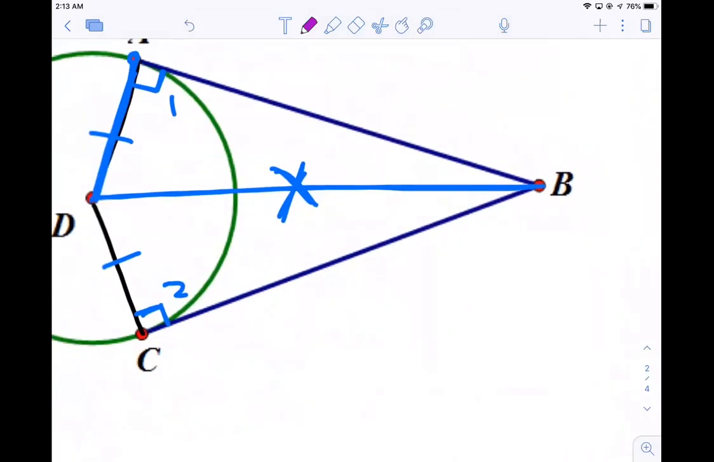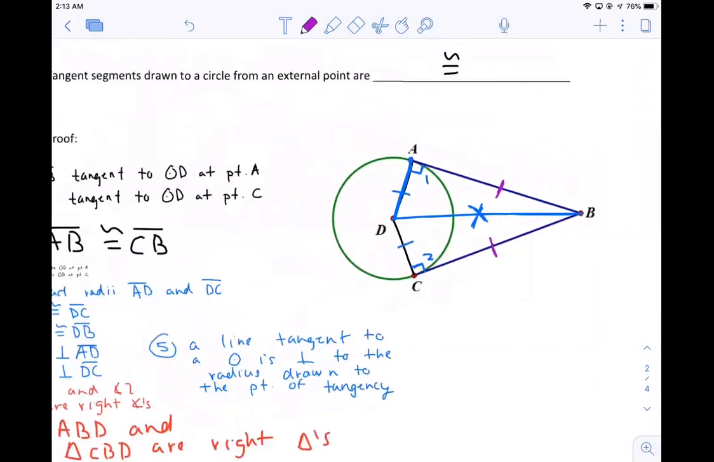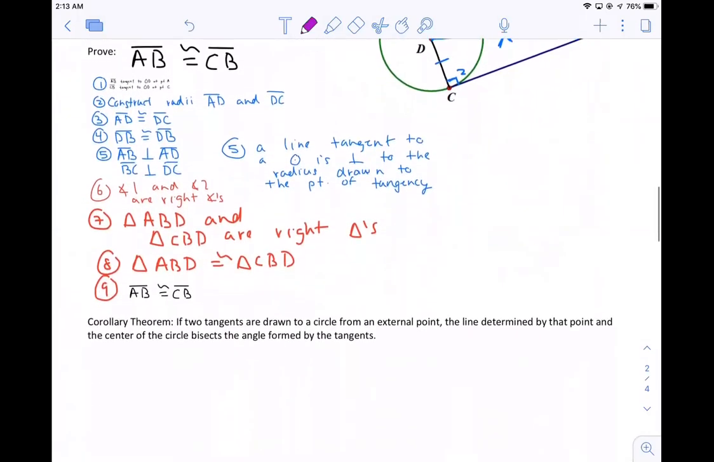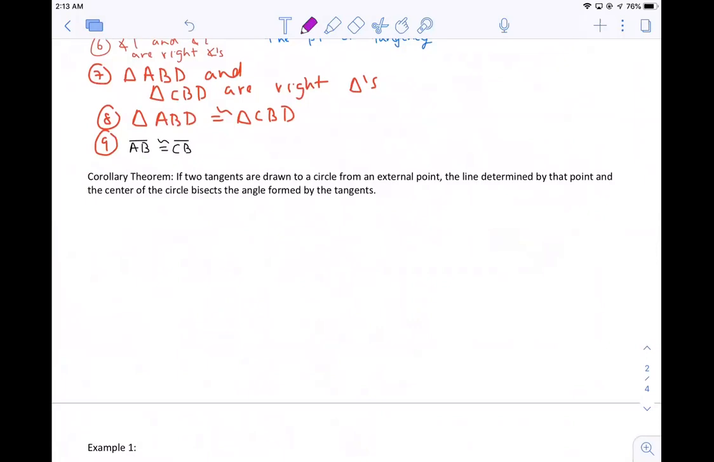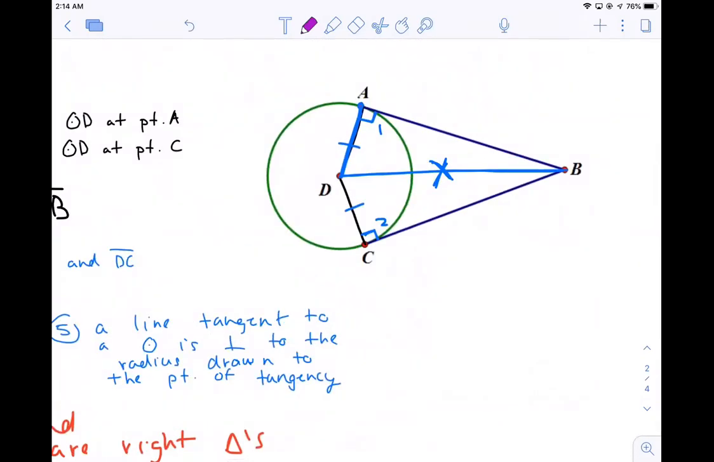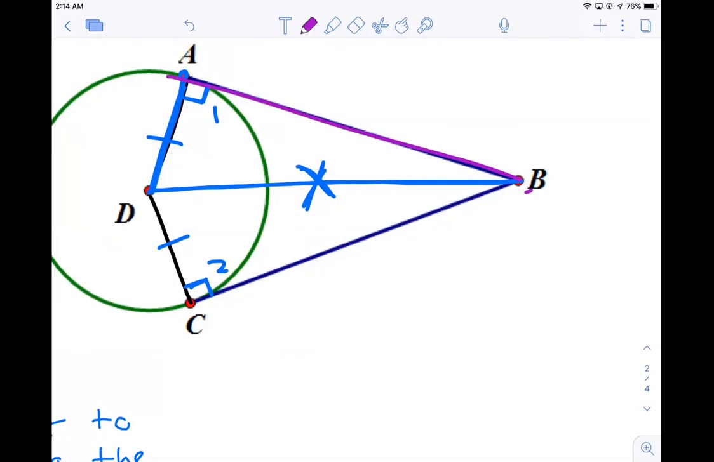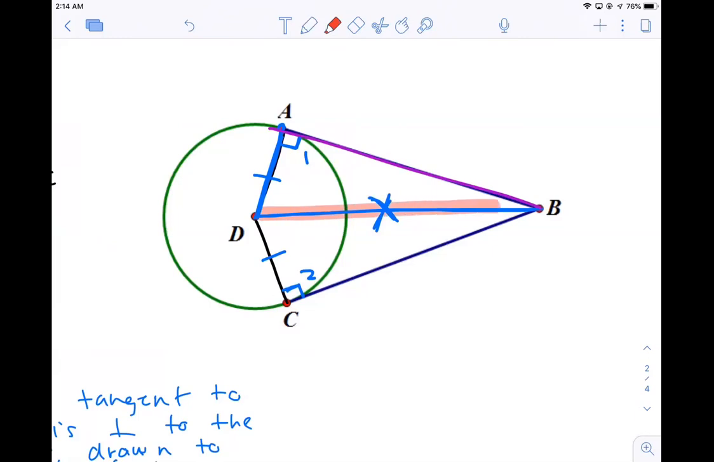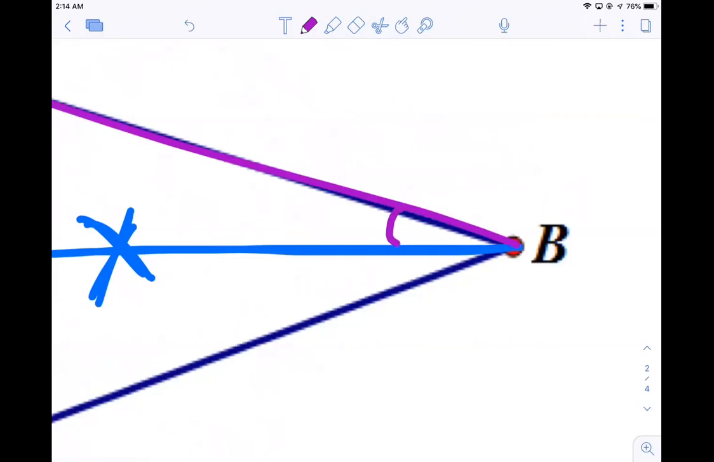but now we've shown that to be true: that tangent segments drawn to a circle from an external point are congruent. So the corollary theorem: if two tangents are drawn to a circle from an external point, the line determined by that point and the center of the circle bisects the angle formed by the tangents. That's a mouthful, but again, it's saying if two tangents are drawn to a circle, then this line over here, DB, is going to bisect the angle formed by the two tangents. In other words, these two angles are going to be congruent.